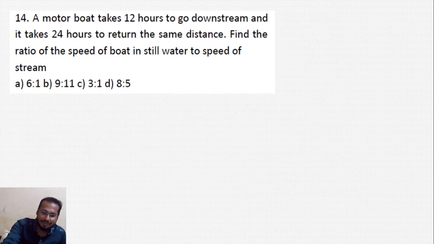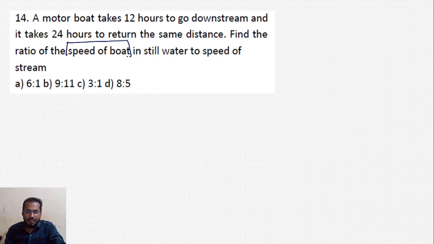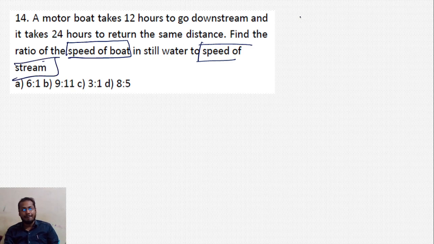Correct? Next question. A motorboat takes 12 hours to go downstream and it takes 24 hours to return the same distance. Find the ratio of the speed of the boat in still water and the speed of the stream. That's what they gave. The given ratio is the time ratio. Time ratio is 12 is to 24, that is nothing but 1 is to 2. This is time, but I need speed. Correct? Speed is what?